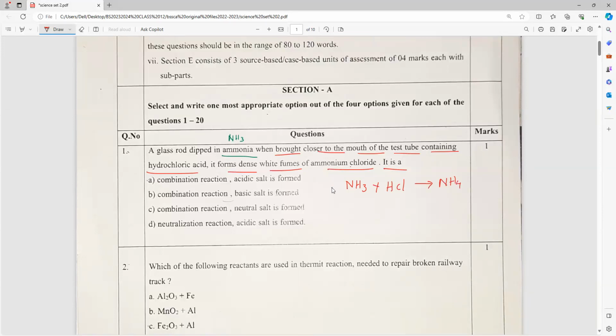What is the formula of ammonium chloride? NH4Cl. So NH3 gas reacts with HCl, hydrochloric acid gas, and it will give you NH4Cl. So what kind of reaction is it actually? Yes, combination reaction.